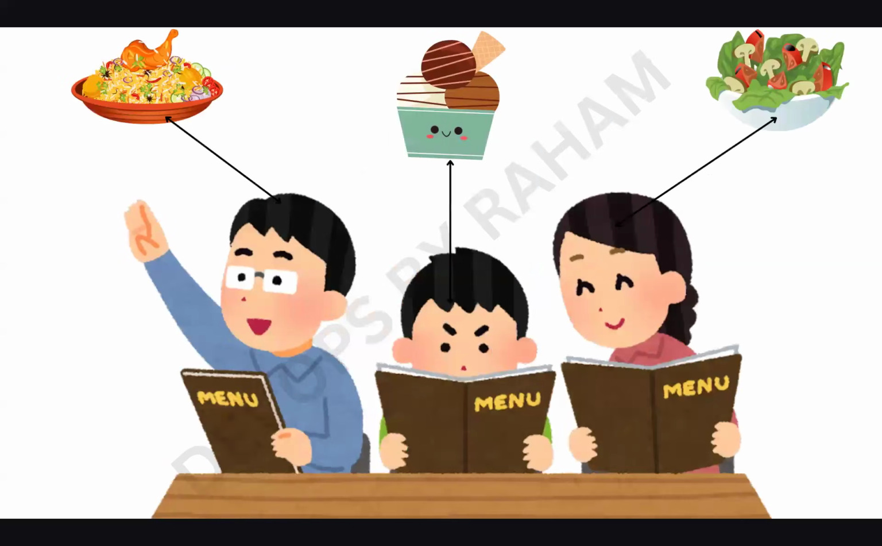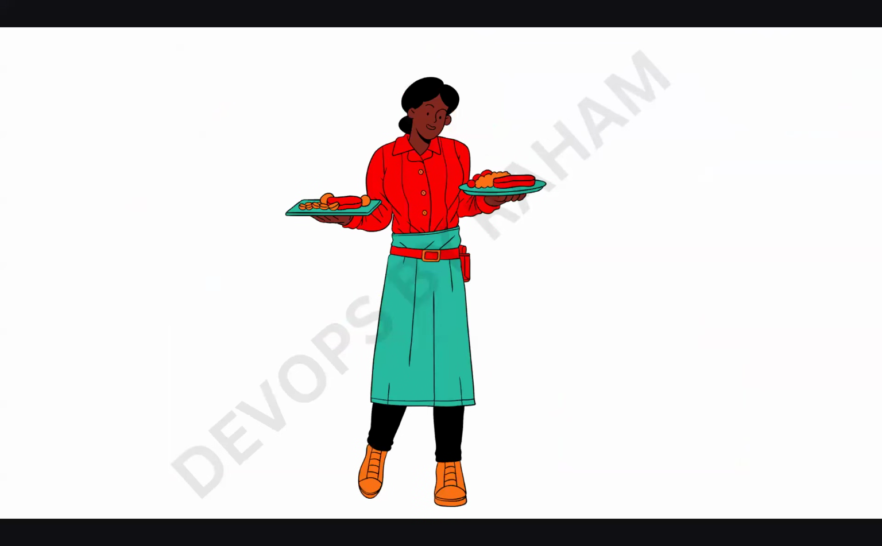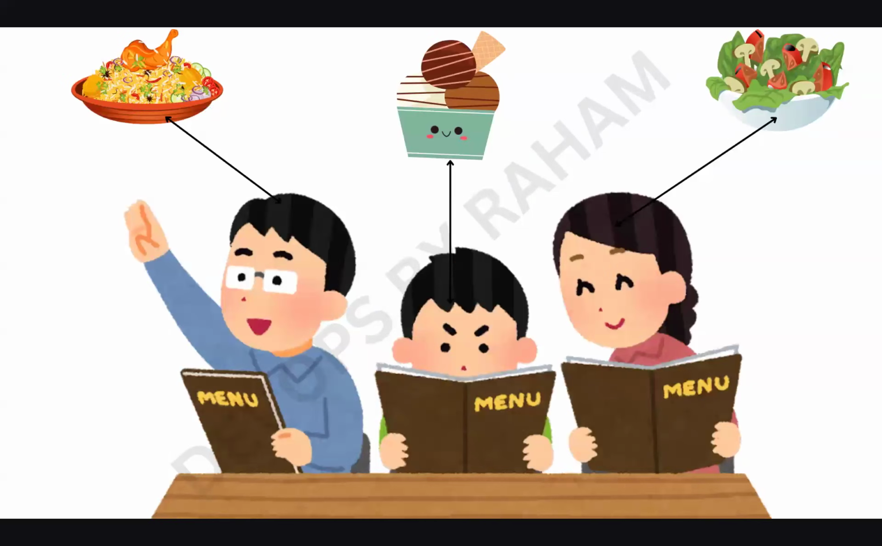So how many people are there here? 3 people. Are all of the requirements the same or different? Different. Person number 1 is very hungry. He wants to order biryani. He will tell the server. The server will go to the back end kitchen and bring the biryani. Am I correct? Person number 1's requirement is fulfilled or not? He asked for biryani, he got biryani. Who gave that? Server.